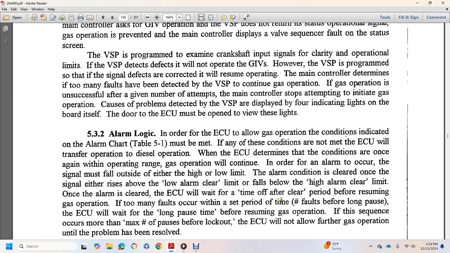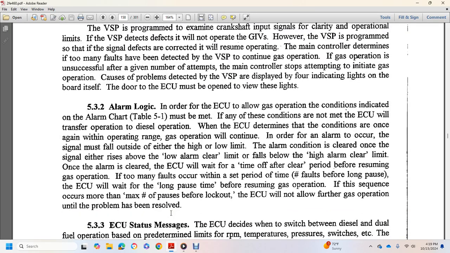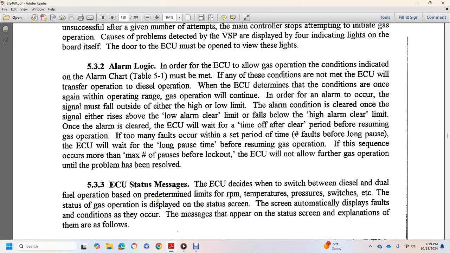If a set number of faults occur within a set period of time, the engine control unit will wait for a long pause time before resuming gas operation. If this sequence occurs more than the maximum number of pauses before lockout, the engine control unit will not allow further gas operation until the problem is resolved.